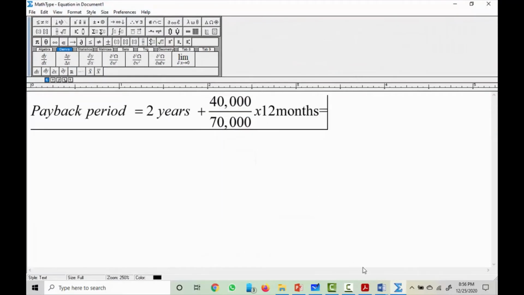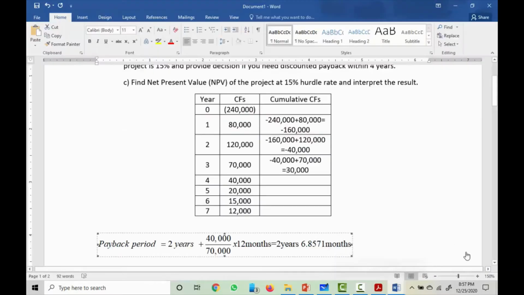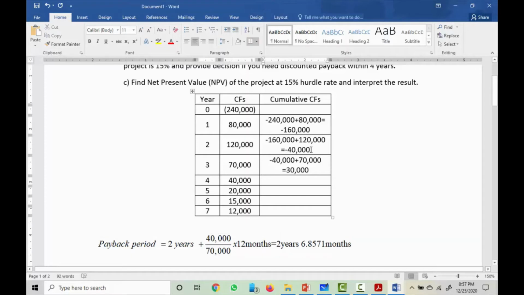So in that case, what should be the answer? Let us calculate. So what we can see, payback period is more than 2 years but less than 3 years, and if you calculate it to get the exact months after 2 years, after 2 years we need 40,000 taka more, and in the third year over the 12 months we got 70,000 taka. So we just need 40,000 taka more.